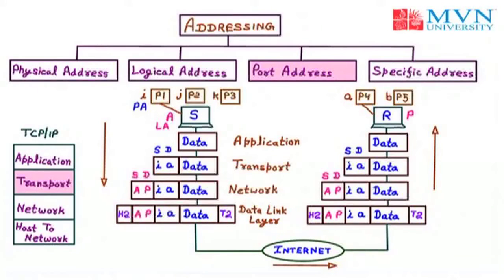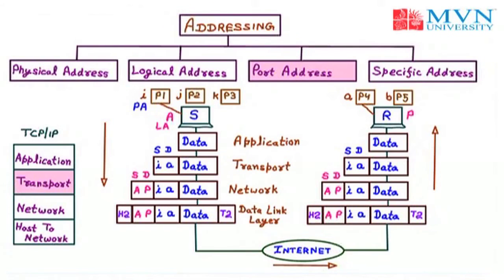Now the main thing: in the port address, the source address comes first, before the destination. One more thing, the physical address changes from hop to hop, but the logical and port addresses usually remain the same. So that is all about the port address.